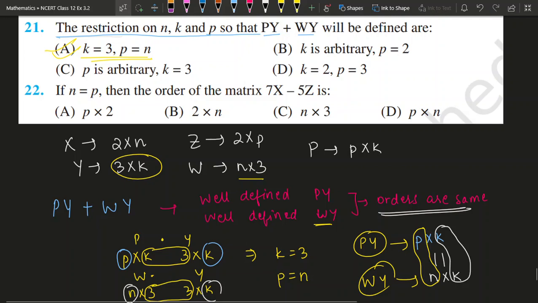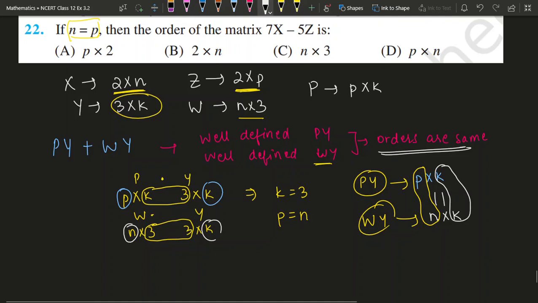Let's do the final problem for this video and hopefully for this mini series. If n equals p, then the order of the matrix 7X minus 5Z. So X is of the order 2 by n, and Z is of the order 2 by p. So the problem is telling me that X stays of the order 2 by n, and Z, since p is equal to n, you can write as 2 by n. So the orders of these two matrices are equal now.